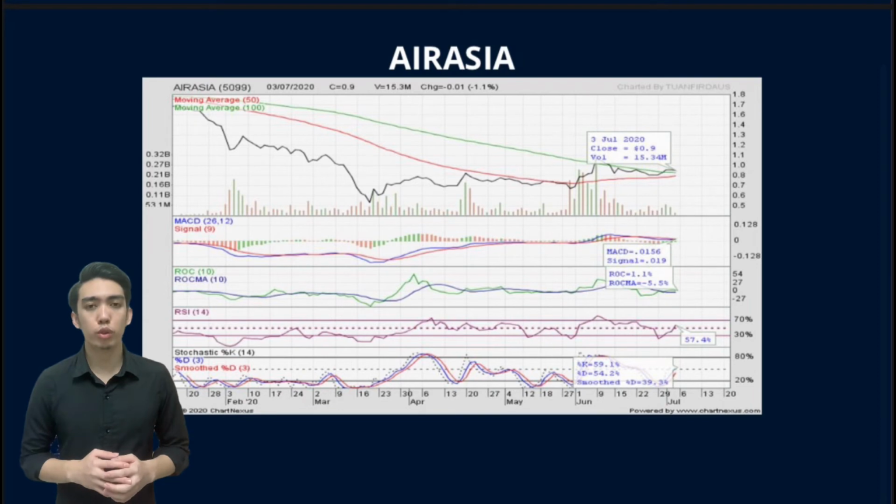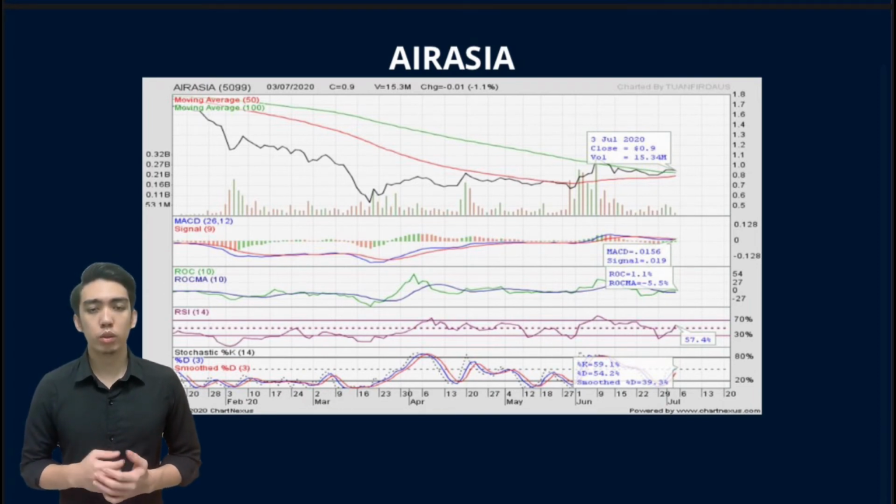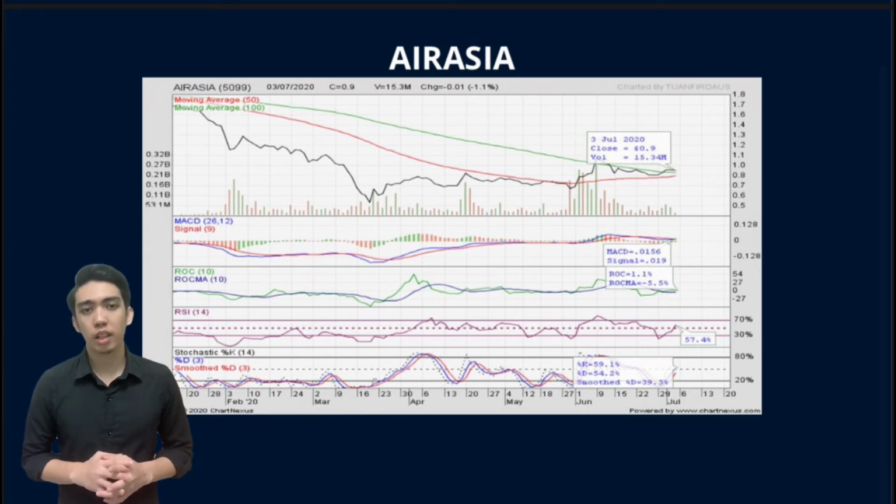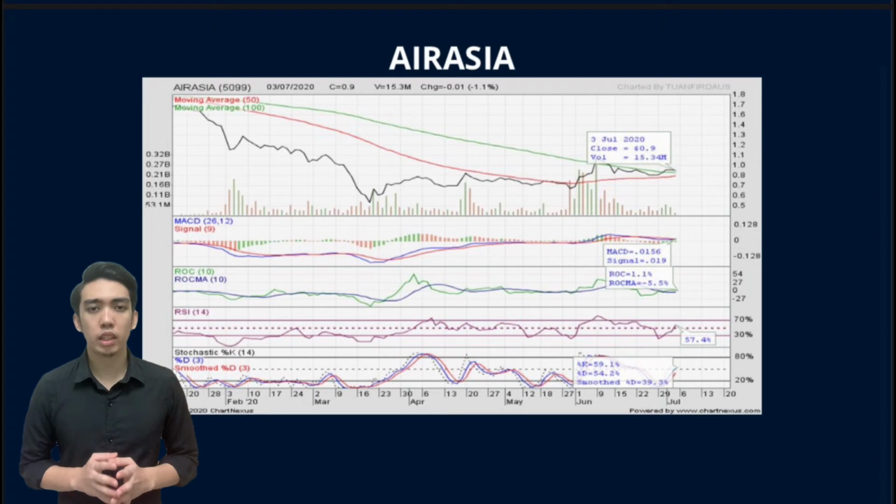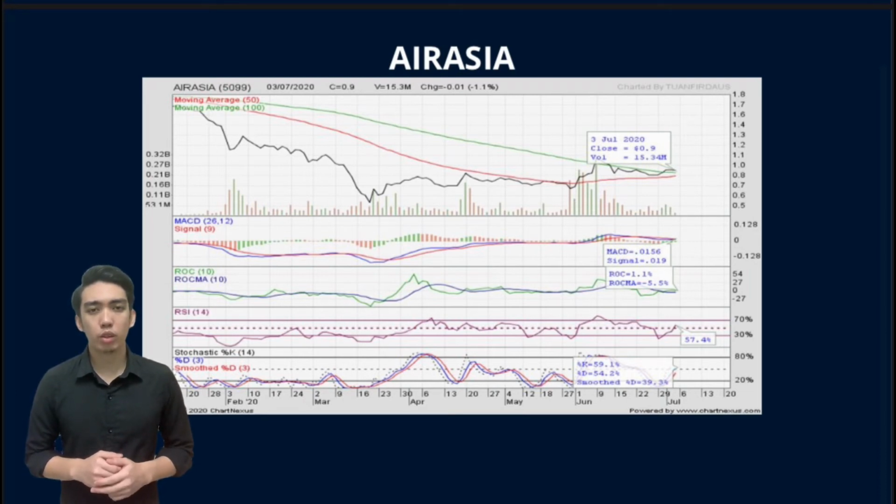Next, we move to AirAsia stock. The 3rd of July 2020 is the last day of trading that has been analyzed. This stock has displayed selling signs also in the past. The MACD and ROC indicators are two indicators that show selling signs. The stock is now trading at 90 cents.